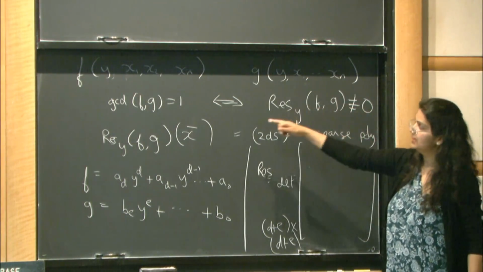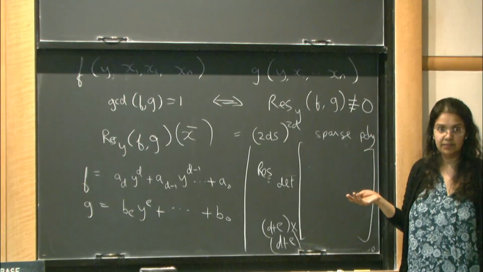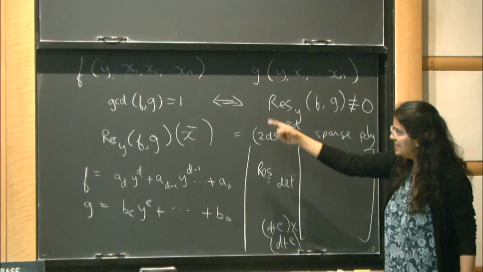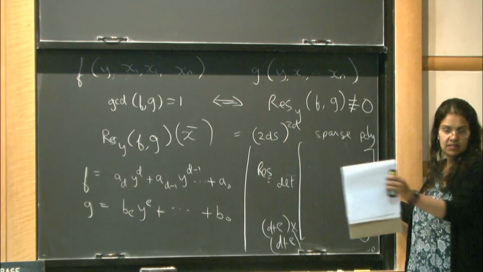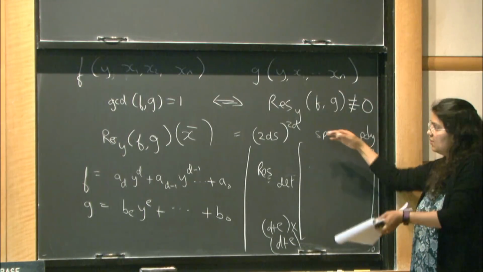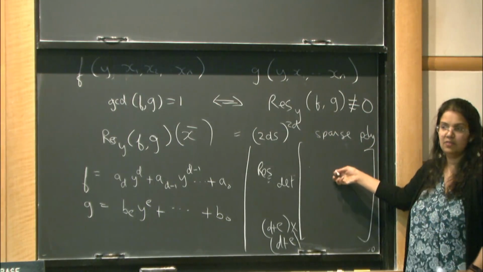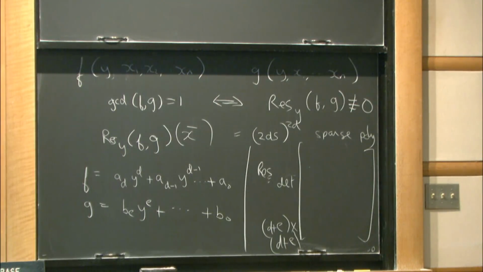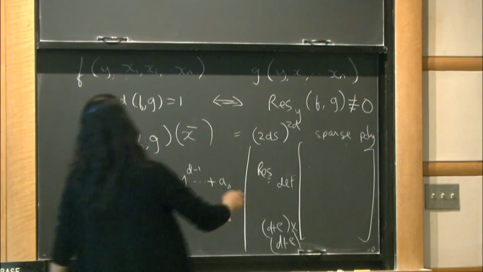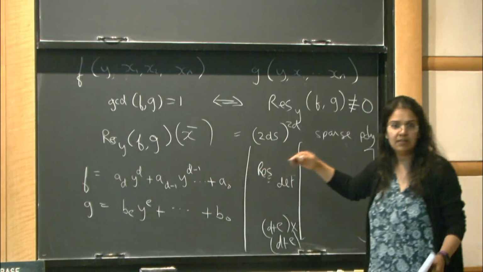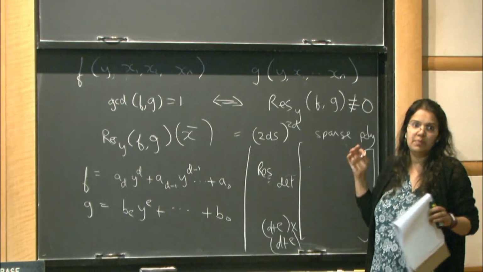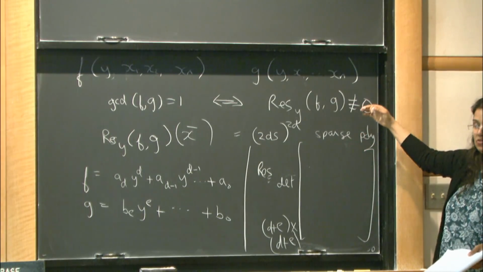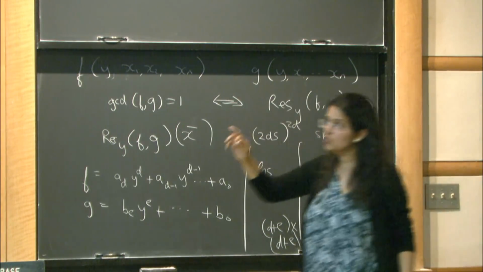The resultant is non-zero means the GCD is 1. It's a really nice and elegant fact. And if all these a's were sparse polynomials and d and e are small, then this determinant is also going to be a sparse polynomial, because it's a small dimensional determinant with entries being sparse polynomials. So the low individual degree got really used, right? This is one crucial place where we are using small individual degree, where these resultants are sparse polynomials, because these matrices have small dimension. So we can do this step.